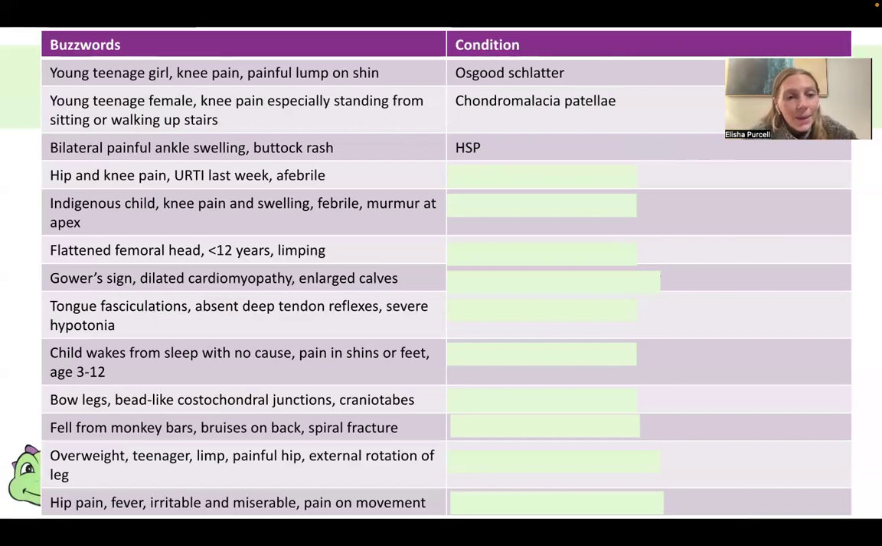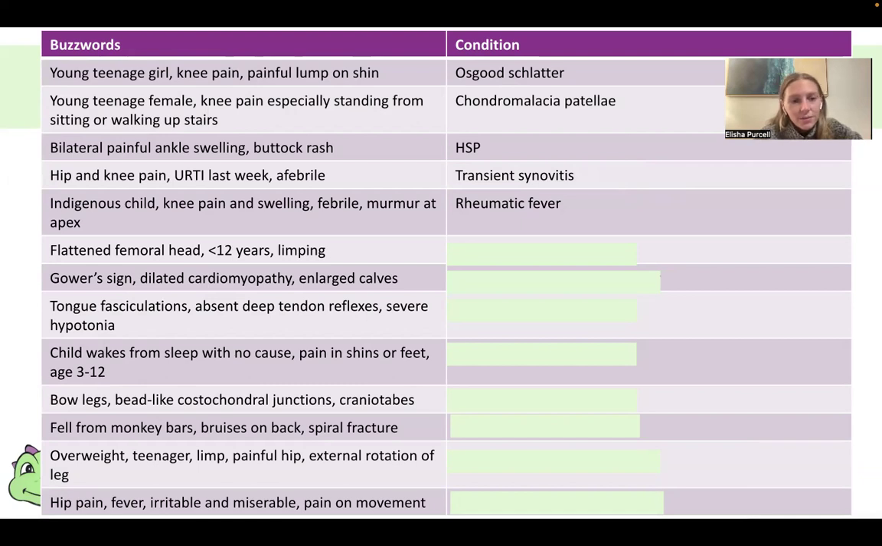So next, hip and knee pain, early last week, afebrile. What do we think it is? Hopefully we know this one. Transient synovitis. Next one, this one is another revision one. Indigenous child, knee pain and swelling, febrile, murmur at apex. What do we think it is? Rheumatic fever, yes.